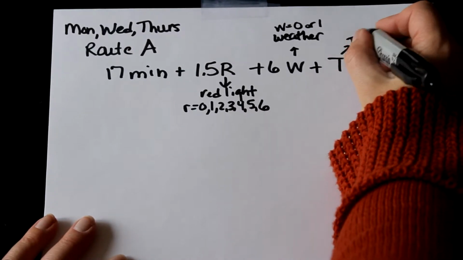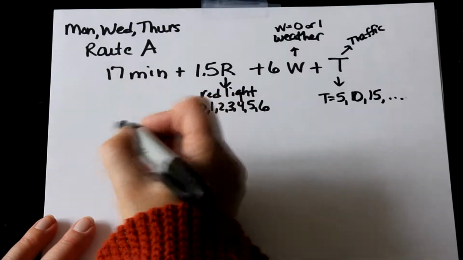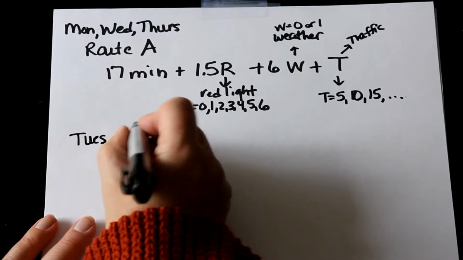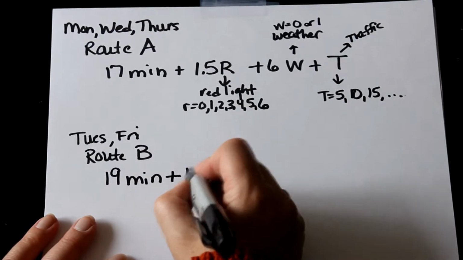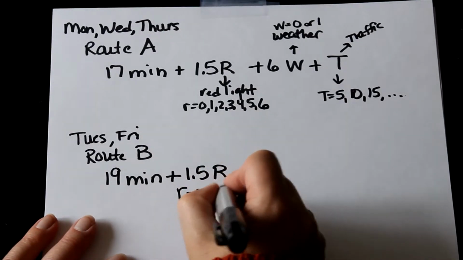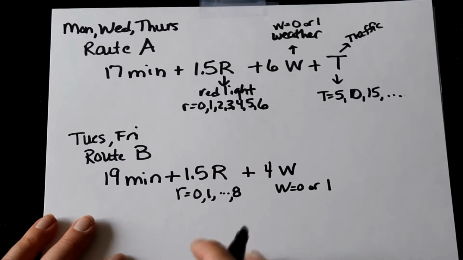The constant being it's always going to take 17 minutes because it's a particular distance. But then there's going to be things like red lights, there's going to be weather involved, and possibly traffic. And each of those variables is going to take on different values or different substituted values just depending on how many red lights or what the weather's like.